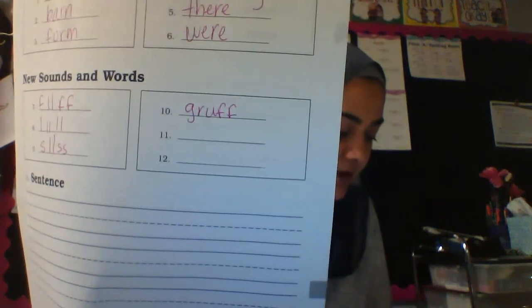Now we're going to practice spelling some words that have the spelling rule. So next to number 10, you're going to write the word gruff, like the Billy Goat Gruff. How do you spell it? G-R-U-F-F. Looks like this. Next to number 11, you're going to write the word spill. How do you spell it? S-P-I-L-L. Next to number 12, you're going to write the word dress. D-R-E-S-S. Looks just like that.